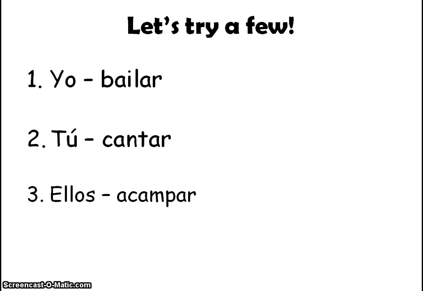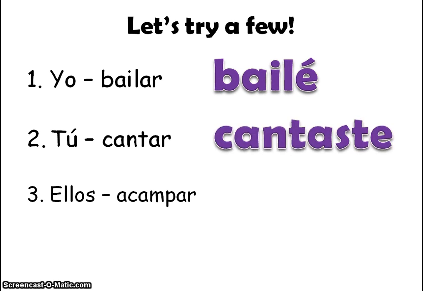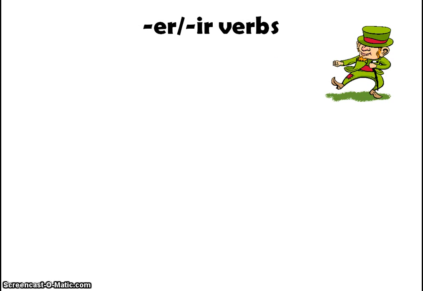Let's see if we were correct. The form of bailar in the yo form is bailé. The tú form of cantar is cantaste, and the ellos form of acampar is acamparon. If you got those correct, you can move on, and if not, try to go back and watch the explanation of AR verbs one more time.